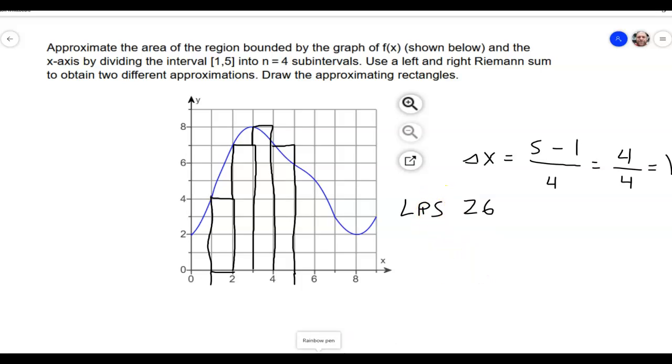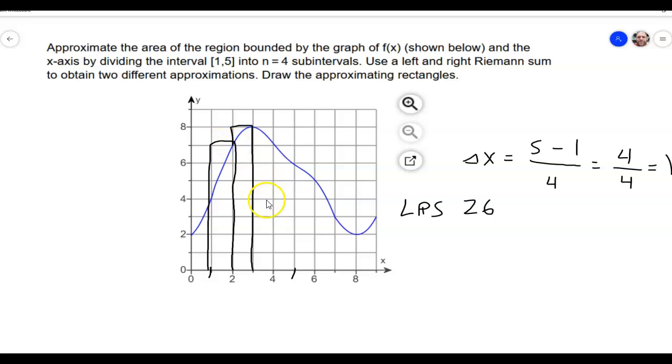Alright, now let's do the right Riemann sum, and let me erase what they have here, and we're doing the same thing. So we're still going from 1 to 5, although this time we're using the right side of that rectangle for our height. So for this first one, we're going to use the right, so go all the way up until you hit the curve, come over, and then come back down. Same thing here, go all the way up until you hit the curve, go back down. Remember, we're just using the right side of these rectangles as the height.